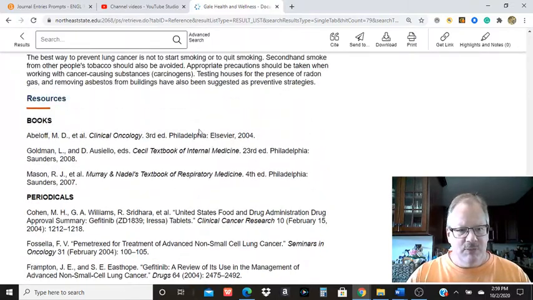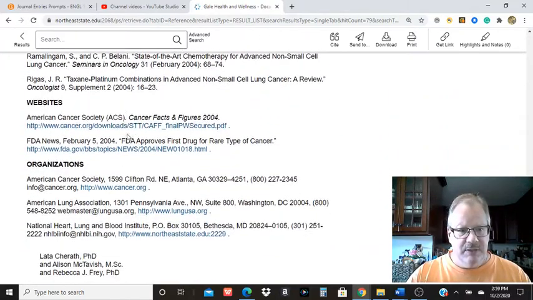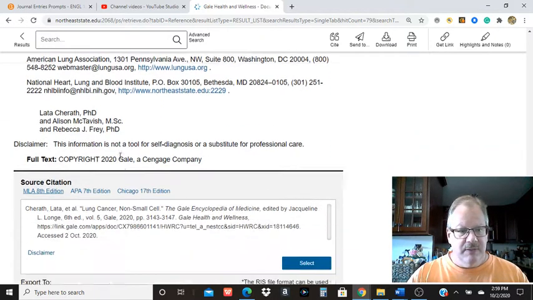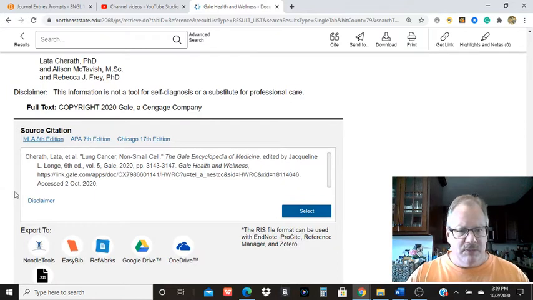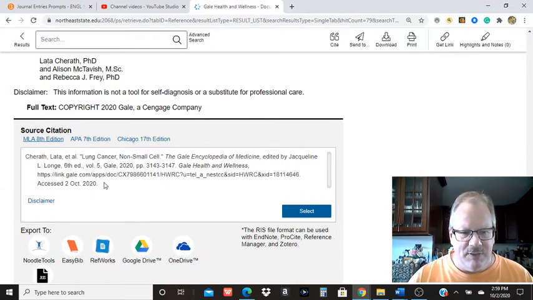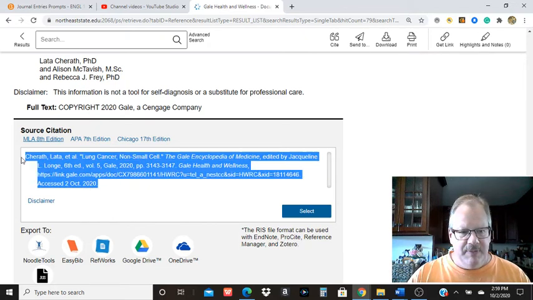And the cool thing about these sources is, one, it sends you to other sources, other websites. So here's the American Cancer Society, things like that, American Lung Association. So you can go to other reliable sources. But the really, really cool thing about the databases and the Northeast State databases is it gives you your works cited page entry right here. And for journal number 8, this is what I'm looking for. You're just going to copy that.